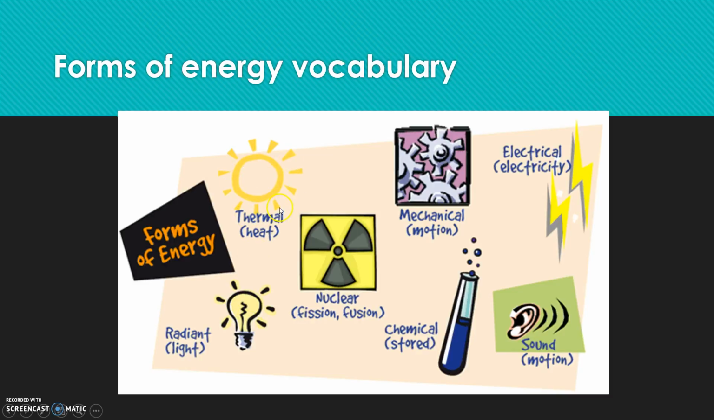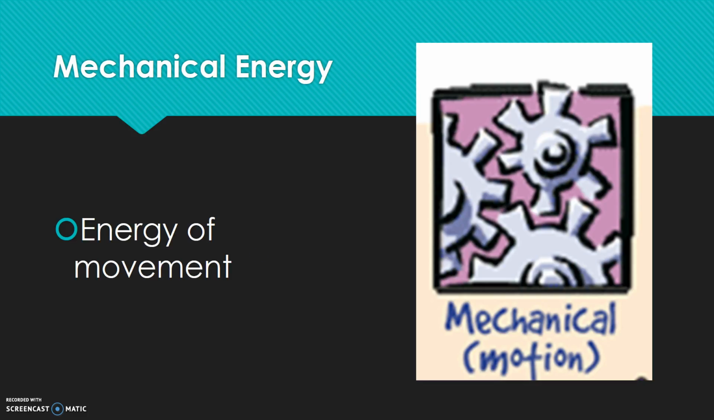Thermal sticks more towards heat. Radiant light is more of solar energy. So just keep that in mind, that solar or radiant light is similar to the sun and thermal energy. The one that the book did not list was mechanical motion. So in your card sort today, if you see something that's moving, you can call it mechanical motion, which is the energy of movement.